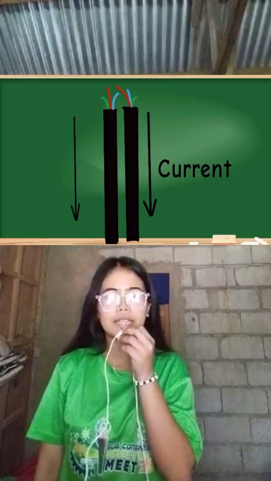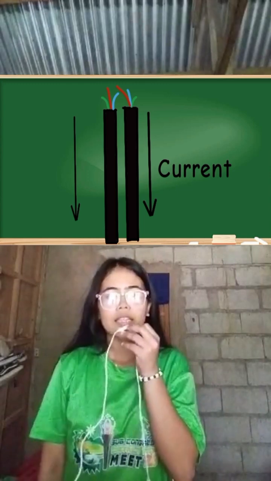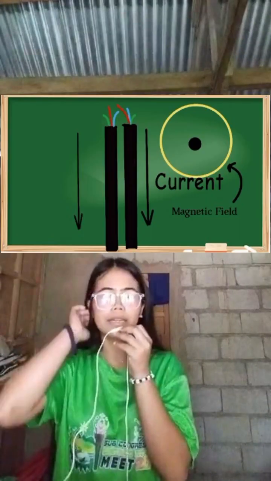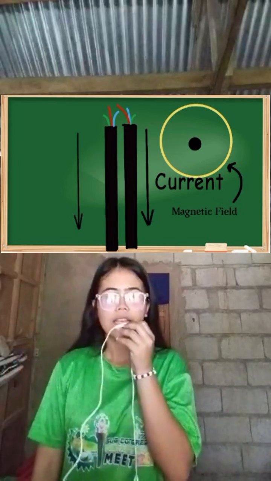To explain further, consider a straight current-carrying wire. The flow of electrons in the wire generates a circular magnetic field around it. This can be visualized using the right-hand rule. Point your thumb in the direction of the current. This is the thumb and this is the current. And the direction in which the fingers curl is the direction of the magnetic field.